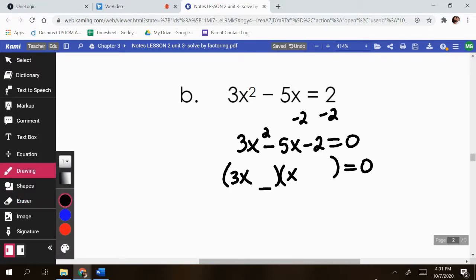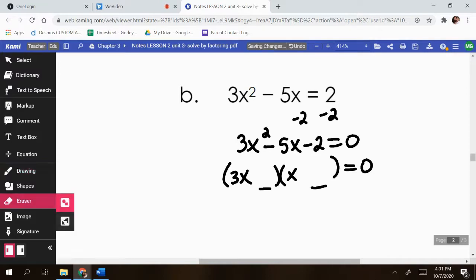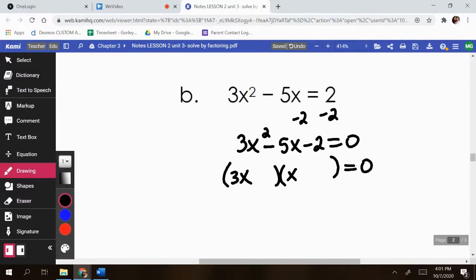Last times last has to multiply to give me -2, where there's not a whole lot of options for that. The only things that would multiply to give me 2 are 2 and 1. And somehow you have to get a -5 in the middle. So let's just try it. If I put a 2 there and a 1 there, we'd have 3x and 2x. We could get to -5x using that. We just would have to make both of those negative.